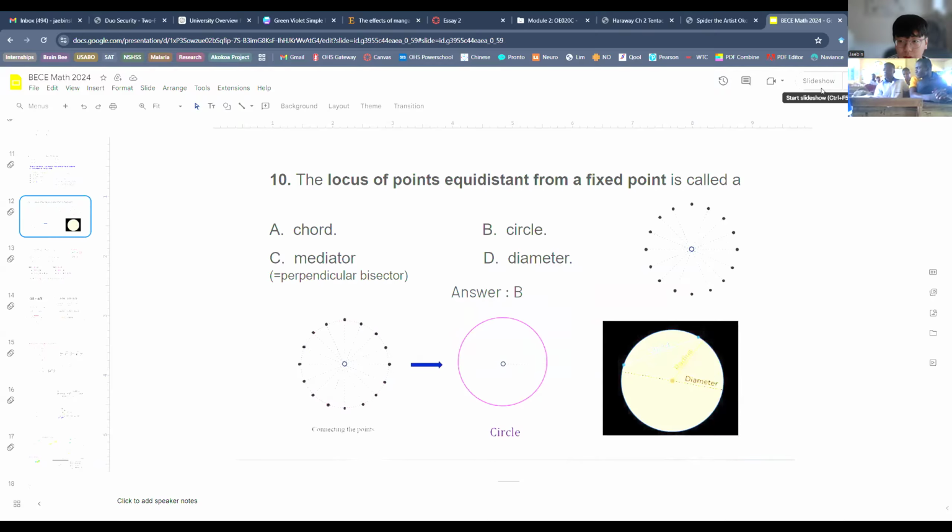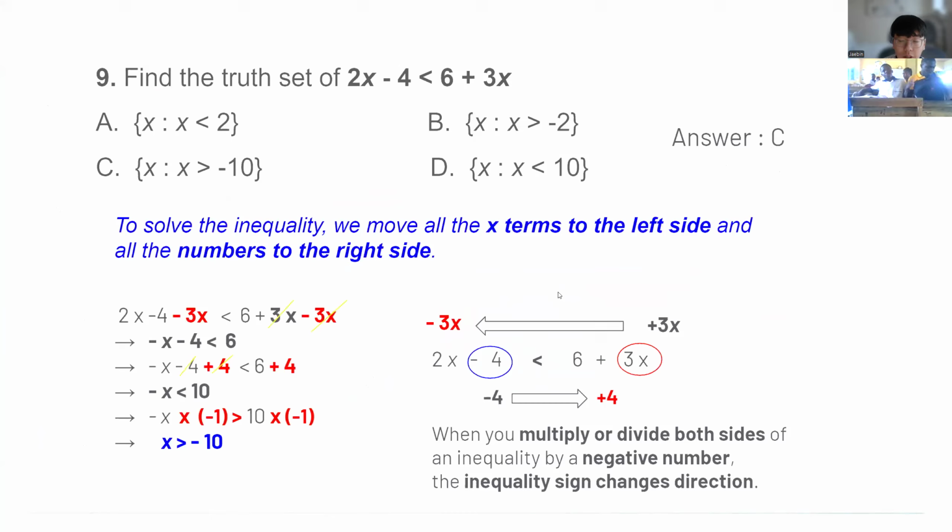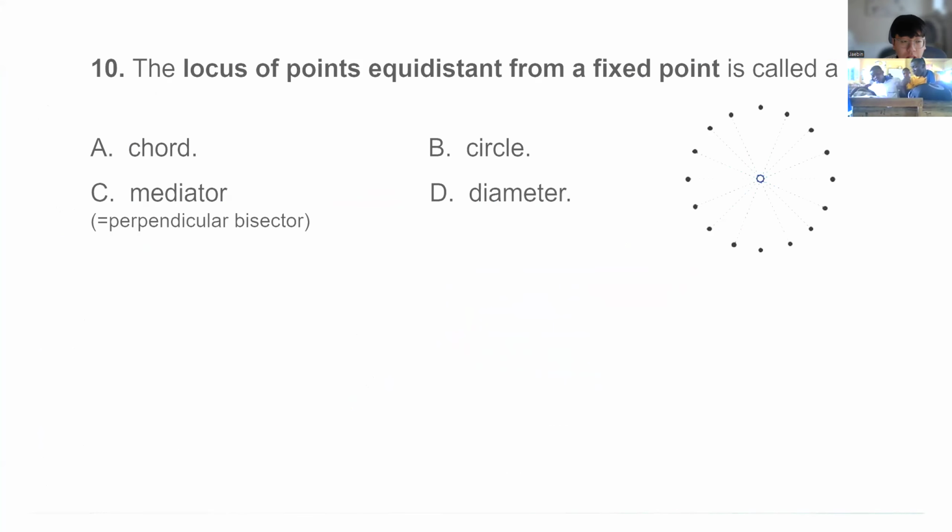Okay. So we will start from here on this slide. Since last time we just ended with this inequality problem, we'll continue with question number 10. So the locus of points equidistant from a fixed point is called a what? Remember that locus means just the placement of points.